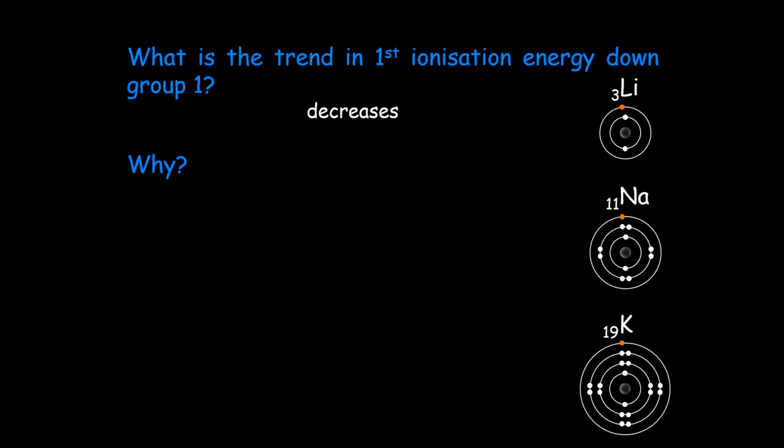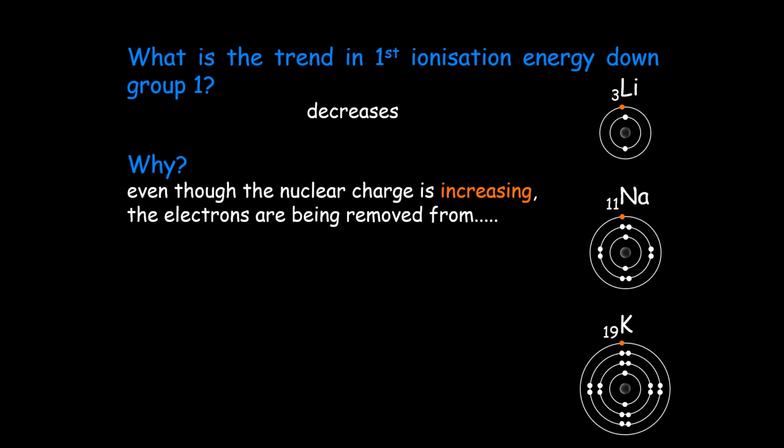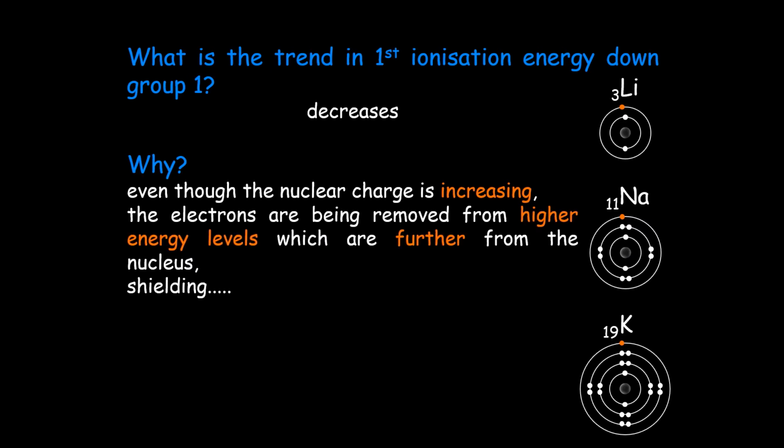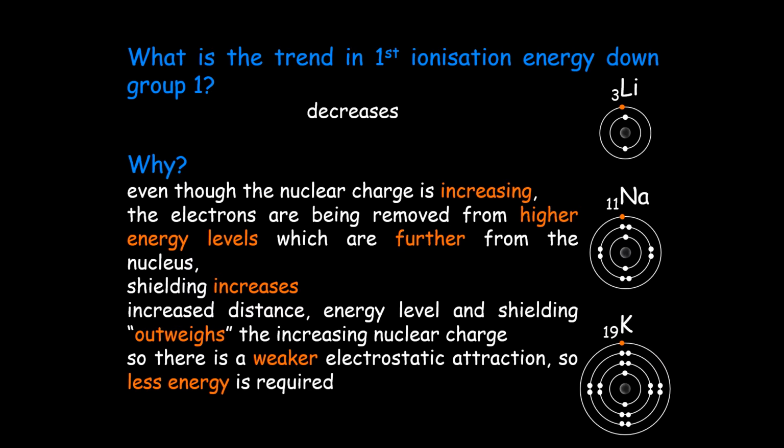It decreases. Now, even though the nuclear charge is increasing going down a group, the electrons are being removed from higher energy levels, which are further from the nucleus. Shielding increases. So the increased distance, energy level and shielding outweighs the increasing nuclear charge, so there is a weaker electrostatic attraction, so less energy is required to remove the outer shell electron.